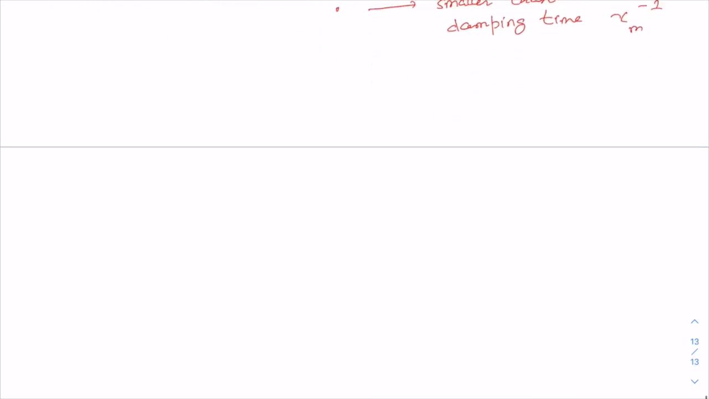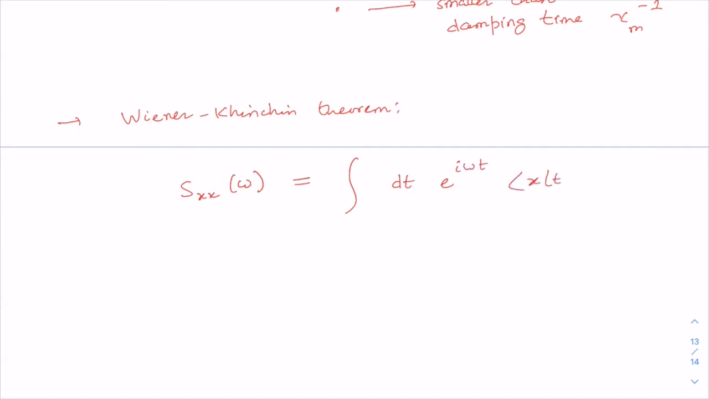Now if you recall the so-called Wiener-Khinchin theorem that we discussed earlier in the context of the displacement variable x of the movable mirror, let me write it here once again. This is S_xx of omega, which represents the noise spectrum. This noise spectrum was the Fourier transform of the correlator, the product of the displacements at two different times.